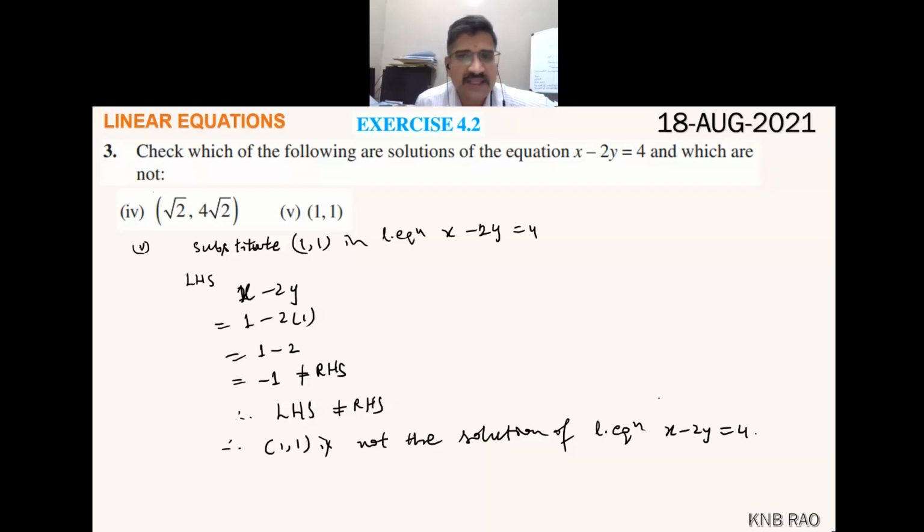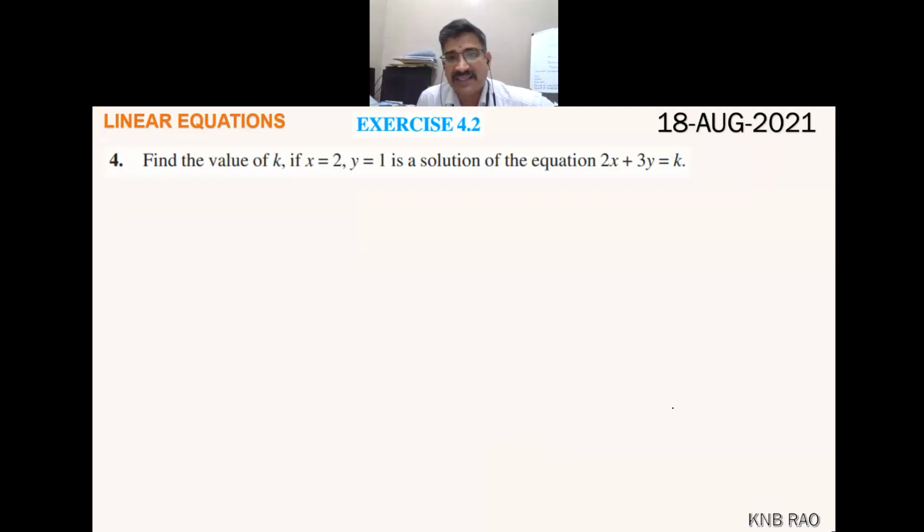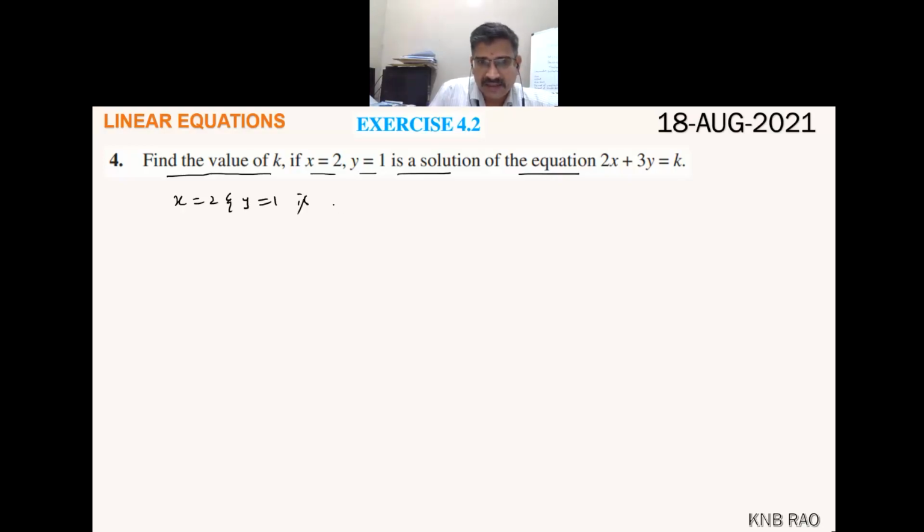So this is the third question having 5 sub questions in it. Then moving on to the last question of exercise 4.2, that is the fourth question. Find the value of k if x equals 2 and y equals 1 is a solution of this equation. He already said x equals 2 and y equals 1 is a solution of this equation.